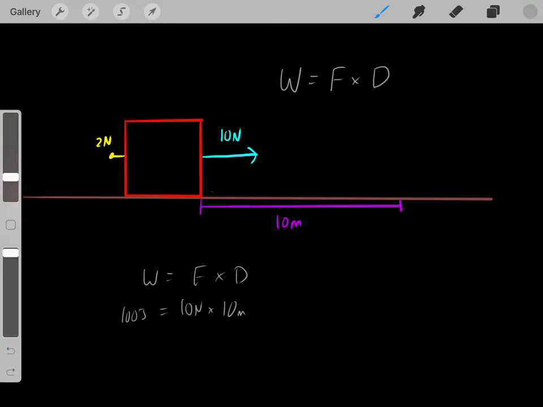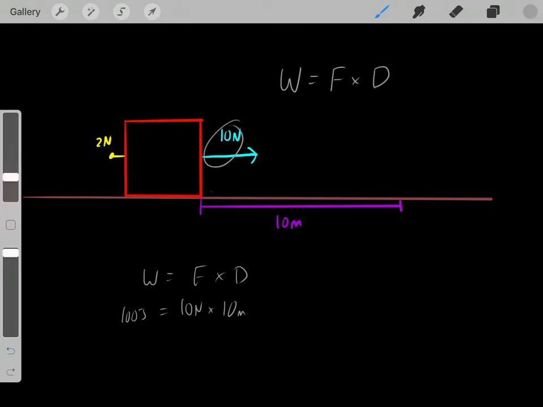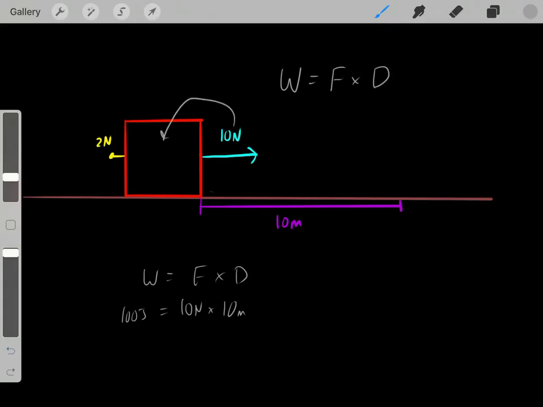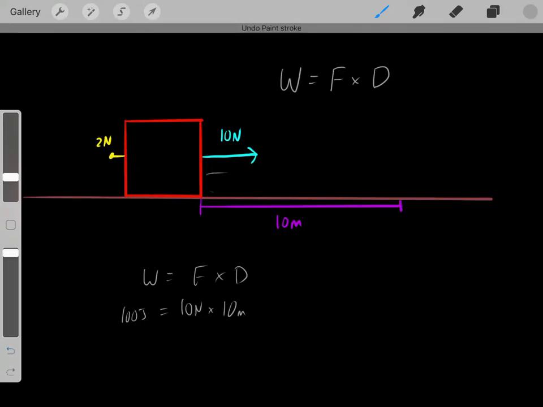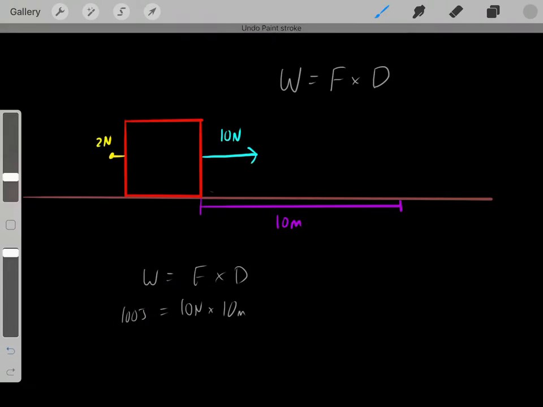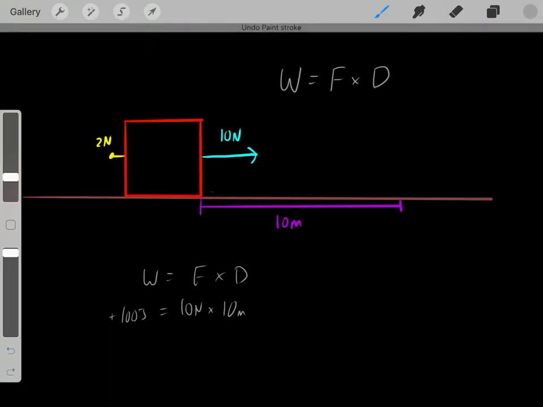However, something important to note is that whenever there's a force being applied in the direction of motion, so we know the direction of motion was this direction, then that force does positive work on the object. So we know this 10 Newton force was being done in the direction of motion. We know this block moved in this direction. So therefore we know this force did positive work on this object. So therefore this force did positive 100 joules of work on this block.